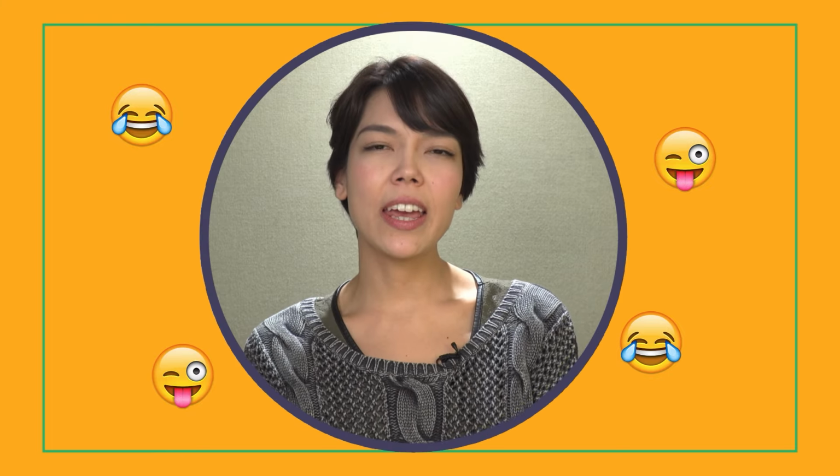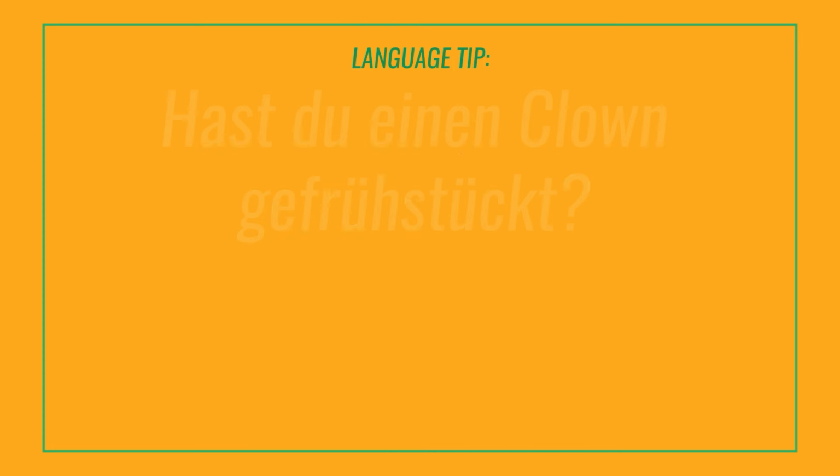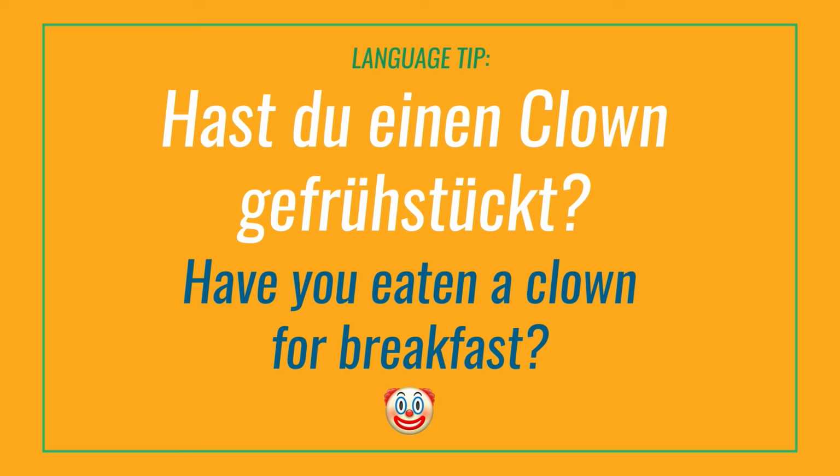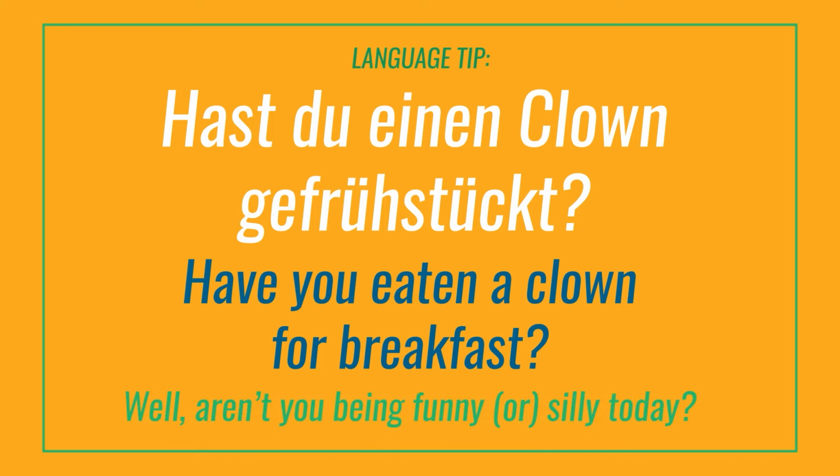If you feel like you're getting the hang of German humor, you can try this fun phrase. "Hast du einen Clown gefrühstückt?" This literally means, have you eaten a clown for breakfast? It's an ironic expression that actually means, well, aren't you being funny or silly today?